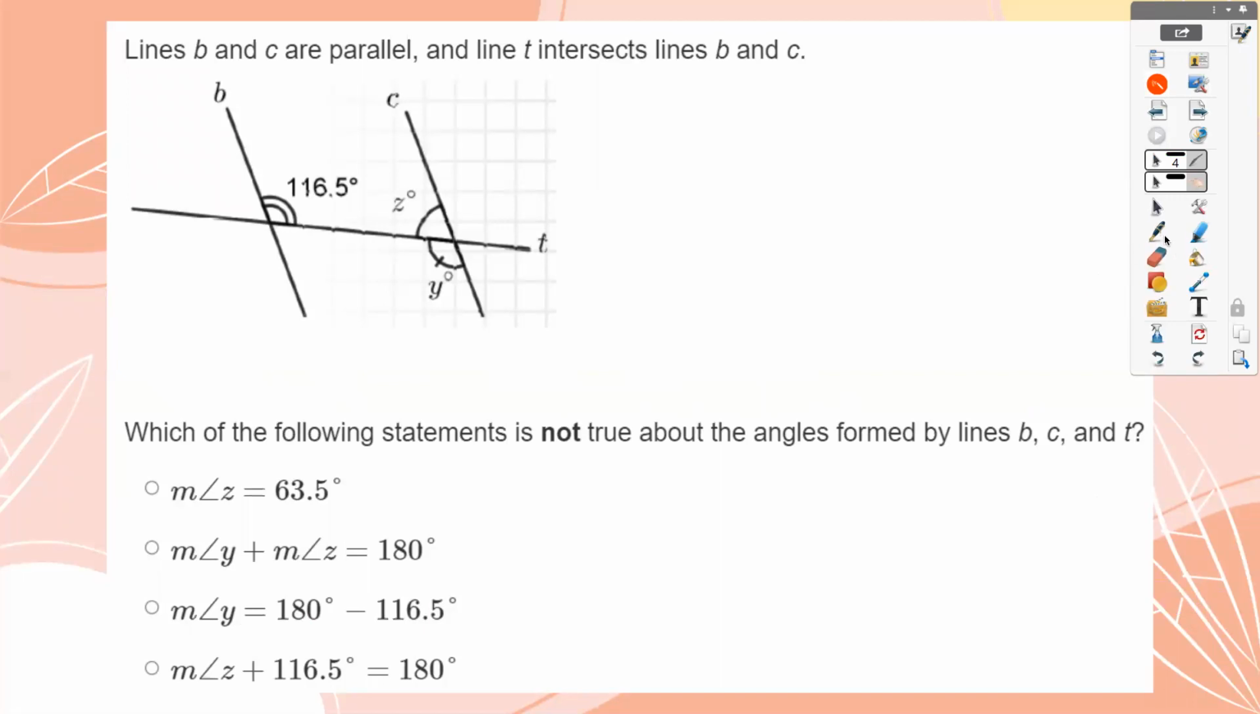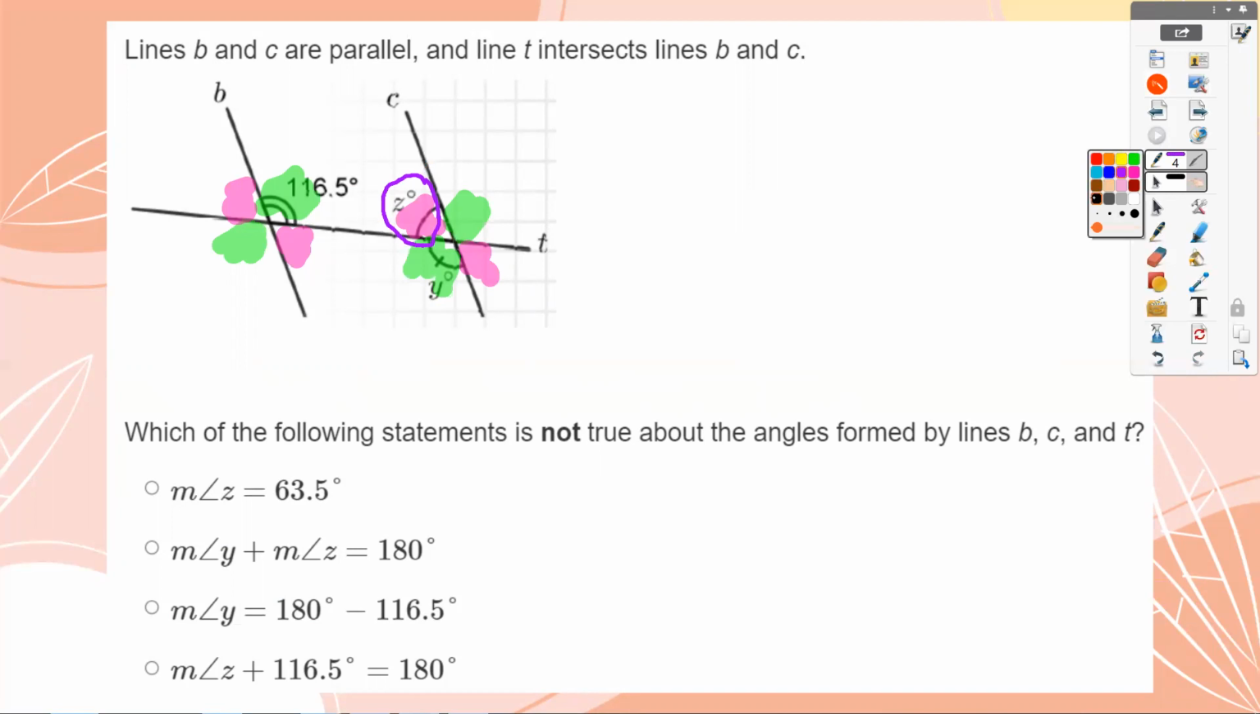If I look at this one really quick, again, I would start by color coding. Always color code. So I'm gonna do all my obtuse in one color, and I'm gonna do my acute in another color. All right, it says which one is not true. So A, the first one here, says Z is 63.5. Well, Z is in pink. So if I want to figure out Z, I got to figure out what the pinks are equal.